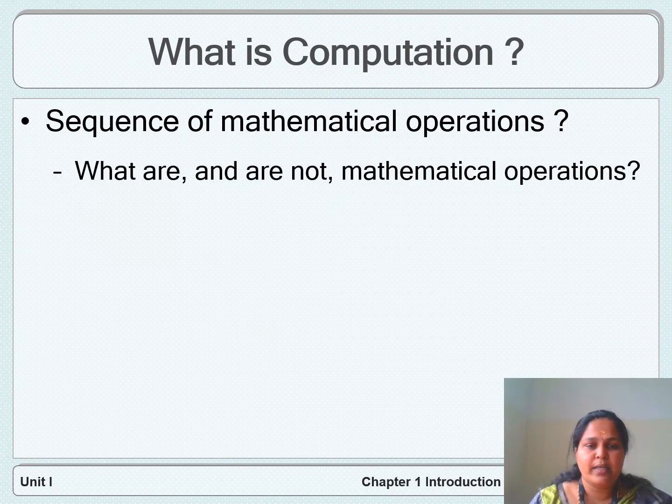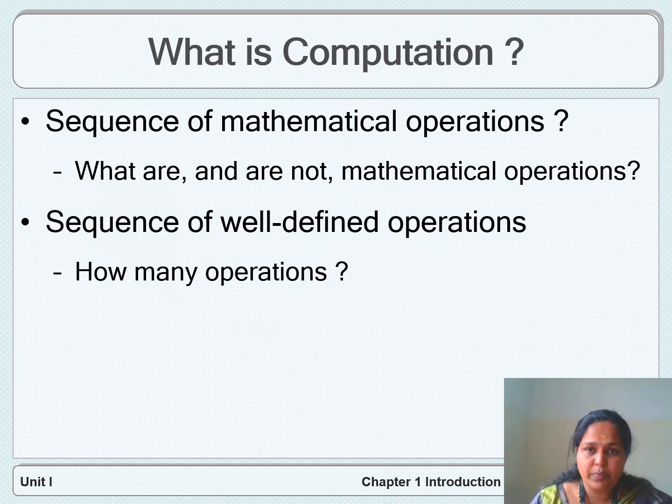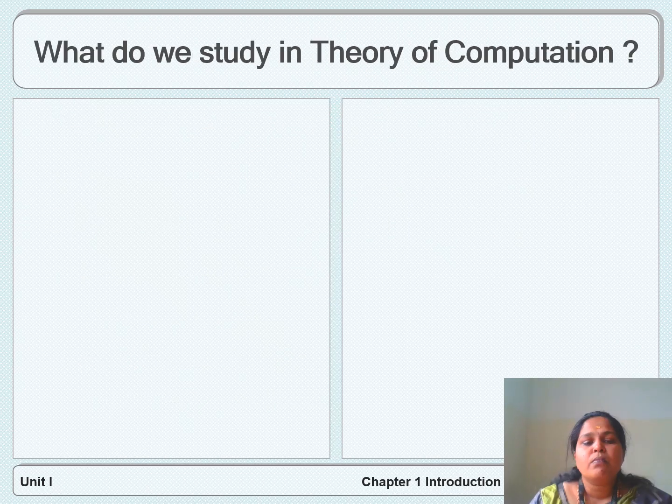You should know which mathematical operations are going to be available, and a sequence of well-defined operations. How many operations you should be performing, the fewer the better, and which operations to be performed. These are the things you have to be clear about, with crisp knowledge of computation.